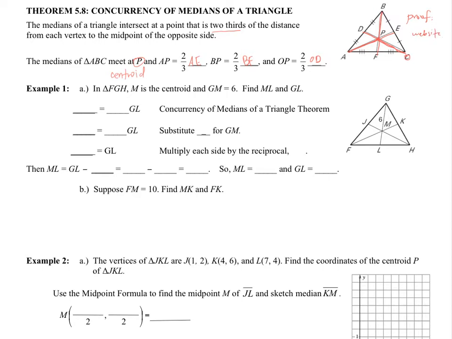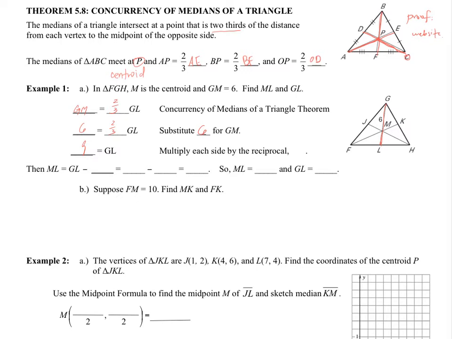Example 1, part A. In triangle FGH, M is the centroid and GM is 6. Now we need to find ML and the entire length of the median GL. Since we know by the theorem that GM is 2/3 of GL, then we can substitute 6 in for GM, and then we can solve for GL, the entire length of the median, which is 9.